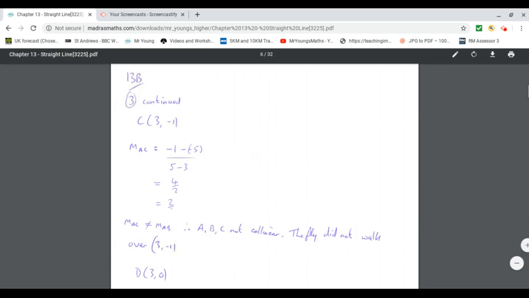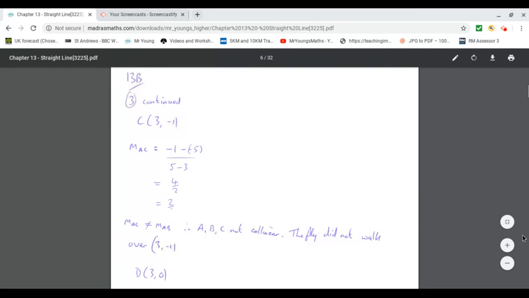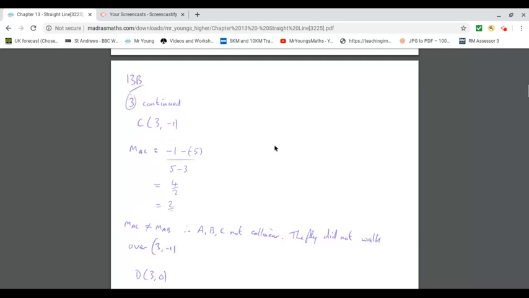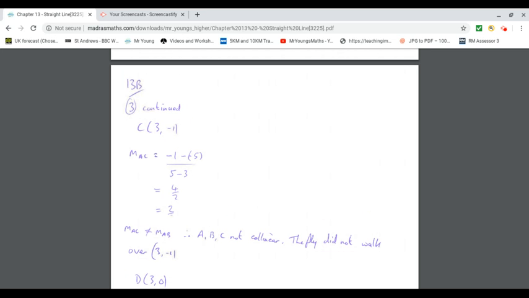Next step, we will look at the gradient of AC, because if the fly walked in a straight line, the gradient of AC must be equal to the gradient of AB. So we'll substitute in our values, again using y2 minus y1 over x2 minus x1. So we're doing -1 subtract -5.